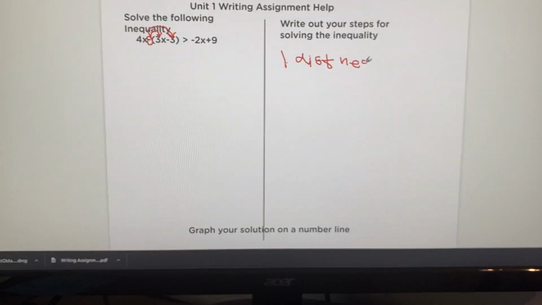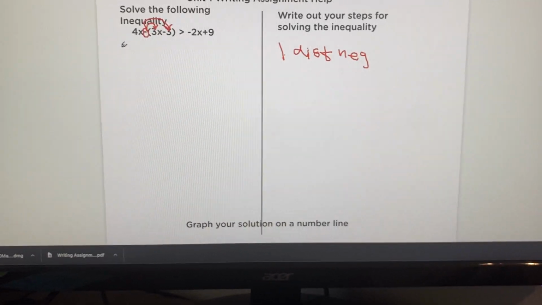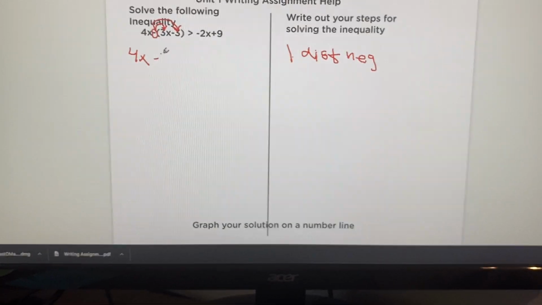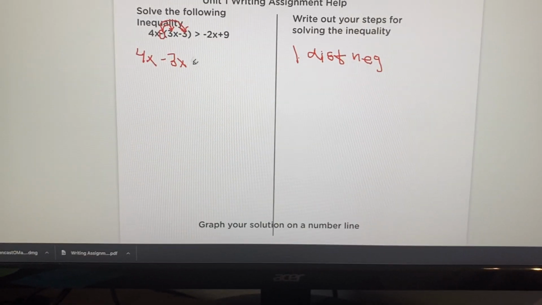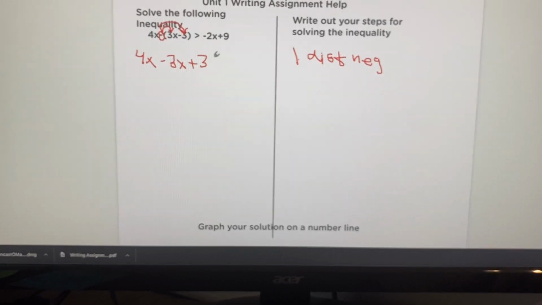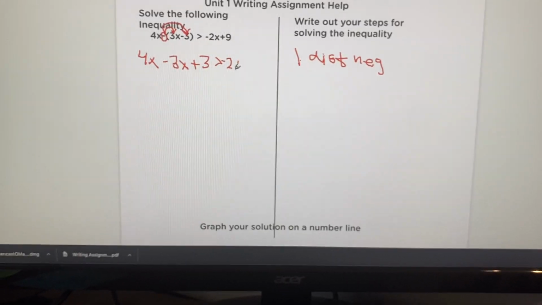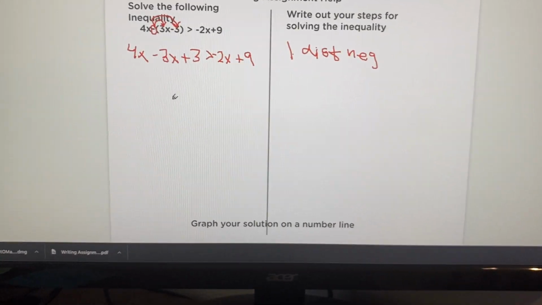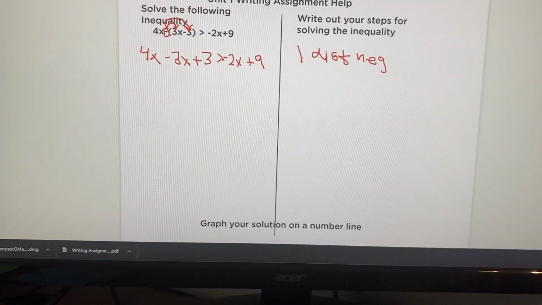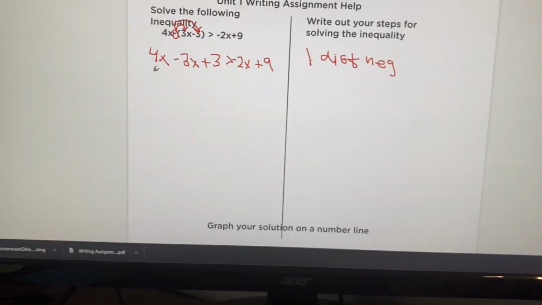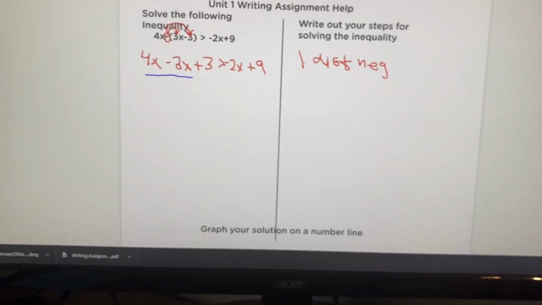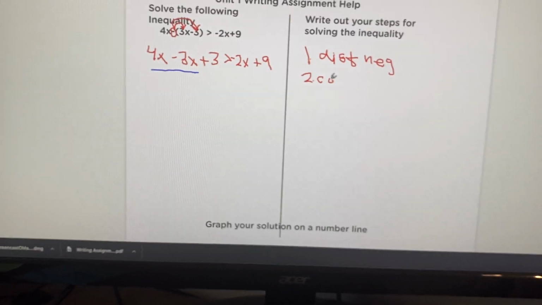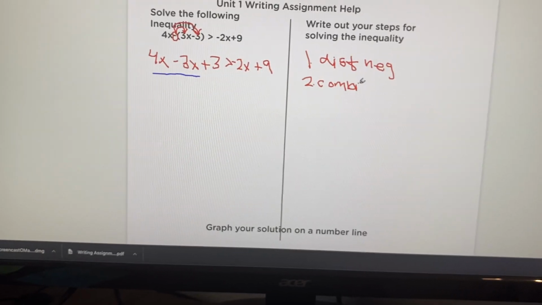Distribute the negative. Okay, and so that will look like 4x, negative 1 times negative 3x will be negative 3x. Negative 1 times negative 3 will be positive 3. And then I'm going to rewrite the rest of my problem, so negative 2x plus 9. Now the second thing that I need to do, you'll see over here, I have 4x minus 3x. So I'm going to combine those like terms. So step 2 is going to be to combine like terms.